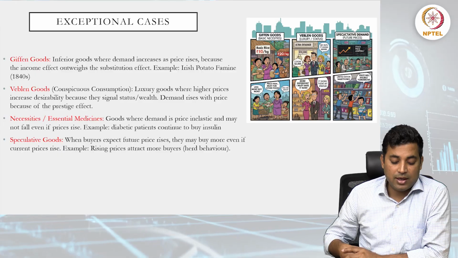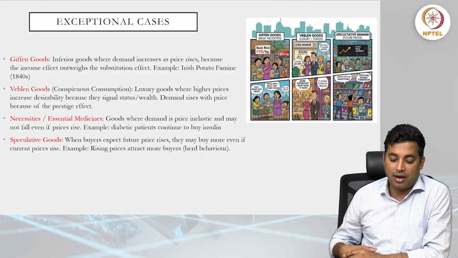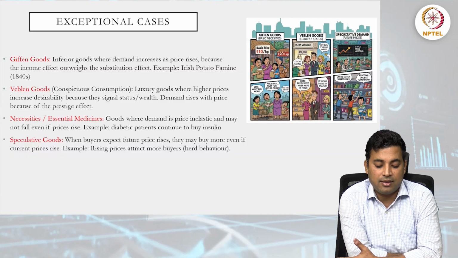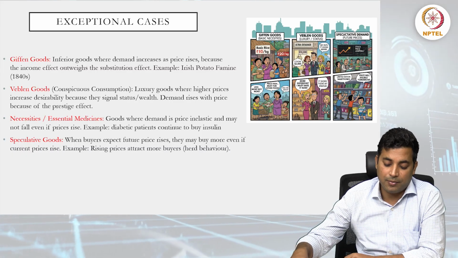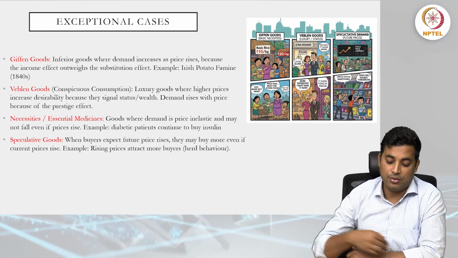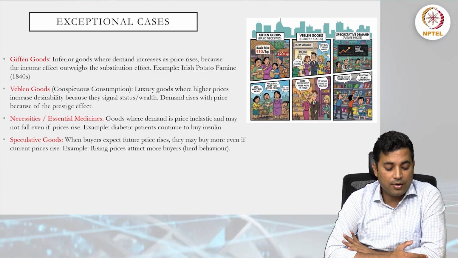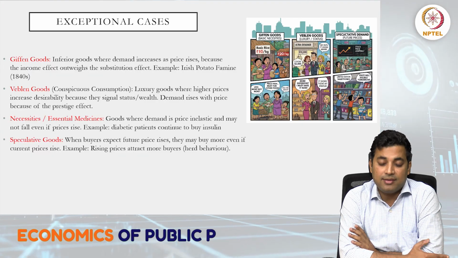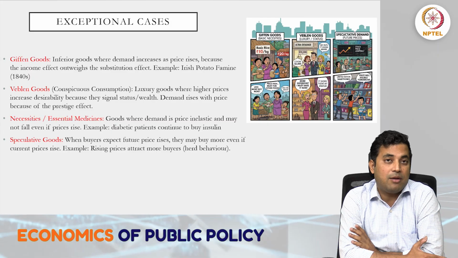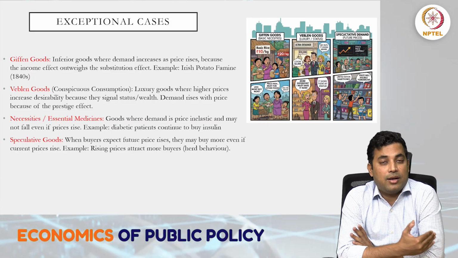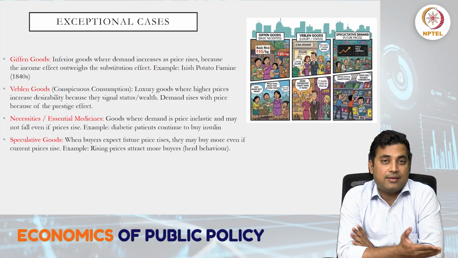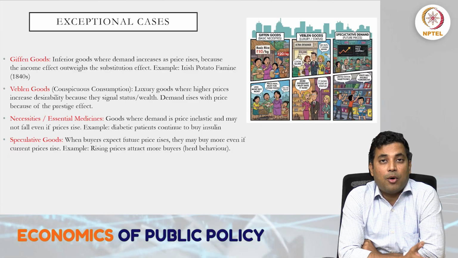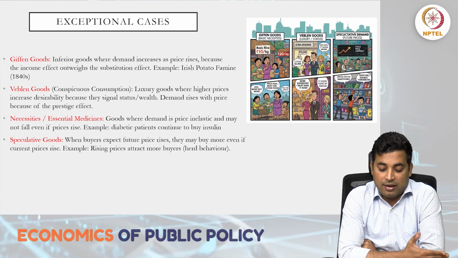In case of Veblen goods, these are luxury goods where higher prices increase desirability because they signal status or wealth, and also class or prestige value, as we discussed. Then there are necessities or essential medicines, goods where demand is price inelastic and may not fall even if price rises, which we will discuss again in the elasticity explanations. Some essential commodities, like life-saving medicines, are very important. Irrespective of the prices, people will buy them.